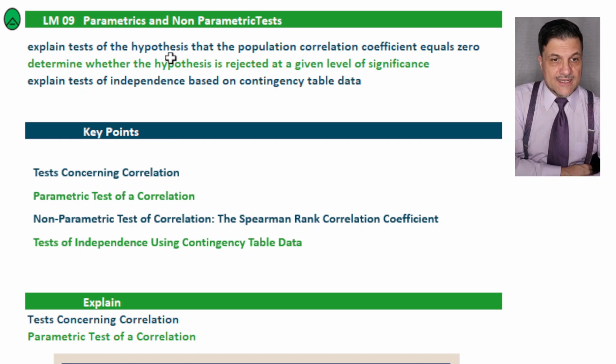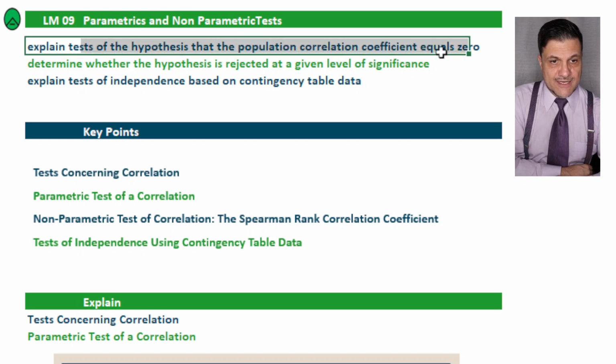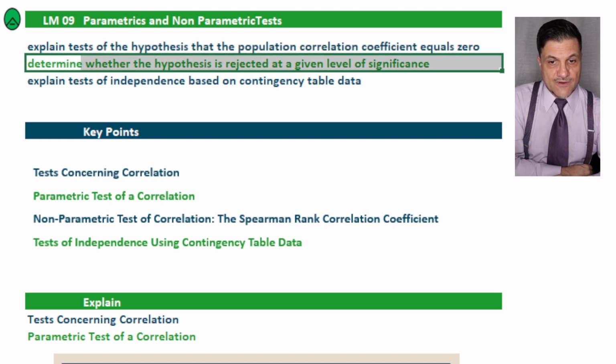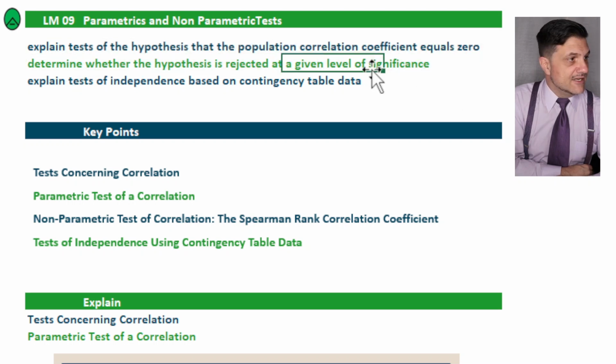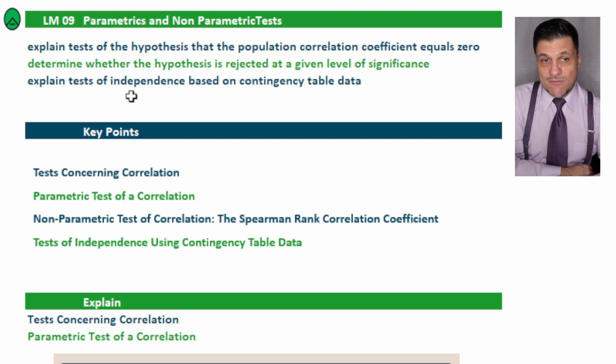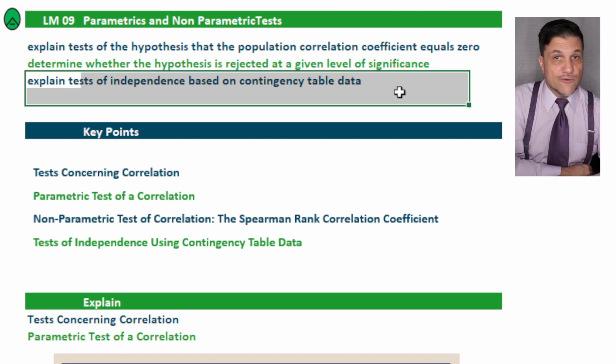Explain the hypothesis test of population correlation coefficient equals 0. So I already did that twice, actually, in this video and the previous one. Determine whether the hypothesis is rejected for a given level of significance. We already know how to do that, I hope. If your calculation is higher than the critical value, reject. Explain the test of independence based on a contingency table. Okay, we already did that. That's actually a good learning outcome for you to review.